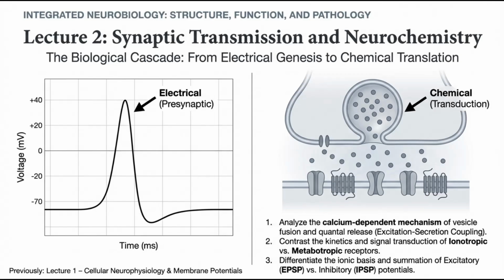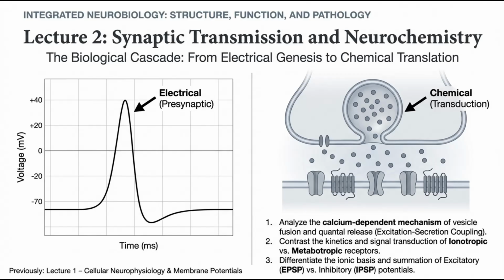The third is the ionic basis. We need to understand what makes a signal excitatory, an EPSP, versus what makes it inhibitory, an IPSP. Why does one signal tell the neuron to fire and another tell it to shut up? It all comes down to which specific ions are moving across the membrane. I love the hook on this slide. This isn't just biology. This is the operating system of the brain.